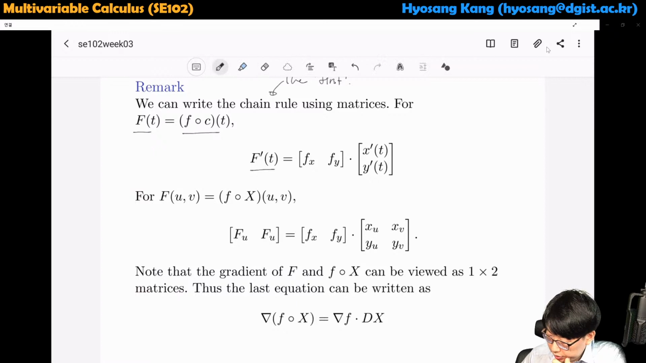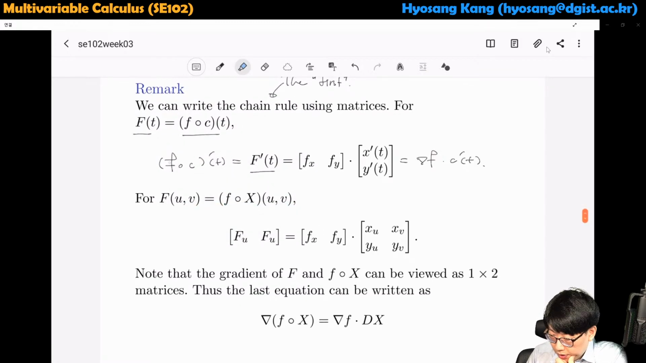So I can rewrite my F prime as a matrix product of these two matrices. The first one is the gradient of f. How about the second one? That's c prime, right? But look at this. F is a composition of f and c. So you see what's happening here. So we have a composition of functions. The derivative of a composition of functions becomes the multiple of the differentials of each function.